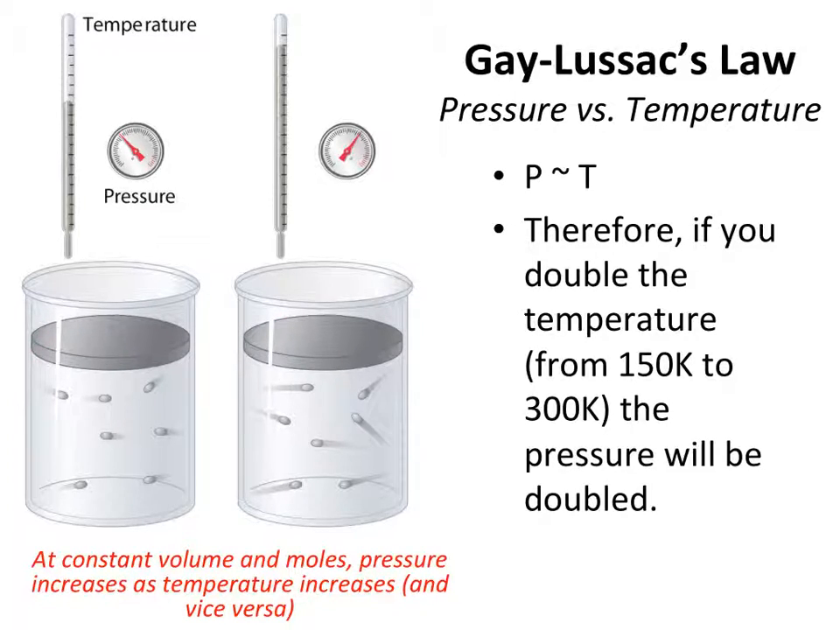So as we actually increase the temperature of these particles, they're going to start moving a lot faster. You can see that by the streaks here. And as they start moving faster, they hit with more force over a certain amount of area, and that is going to be seen by an increase in pressure. So if we increase our temperature by 2, we should also see an increase in pressure by 2.